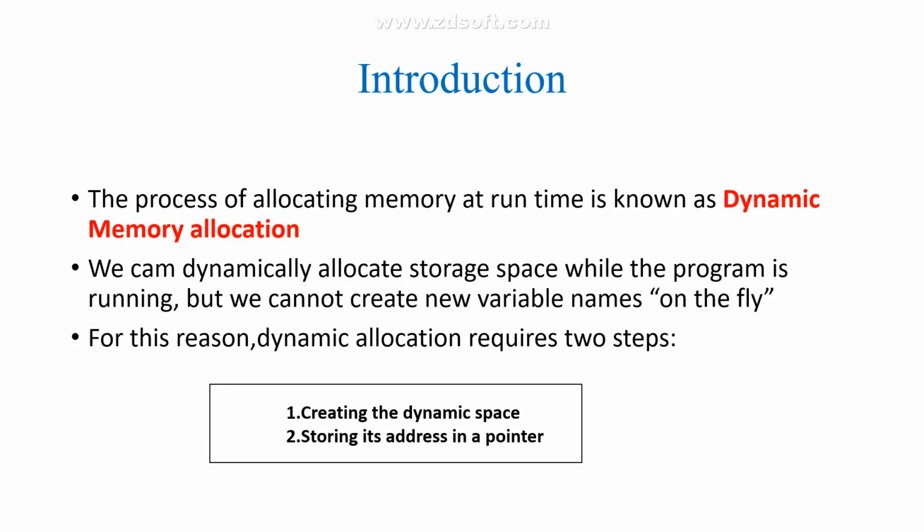First of all, we consider what is dynamic memory allocation. The process of allocating memory at runtime is dynamic memory allocation. We can dynamically allocate storage space while the program is running, but we can't create new variable names on the fly. For this reason, dynamic allocation requires two steps. First one is creating the dynamic space. Second one is storing its address in a pointer.